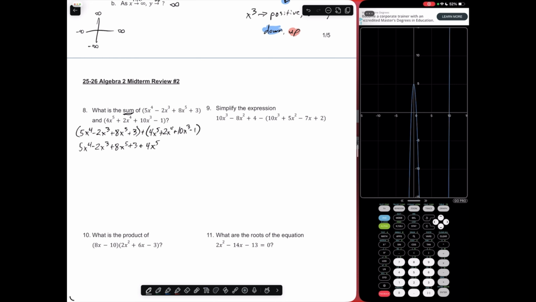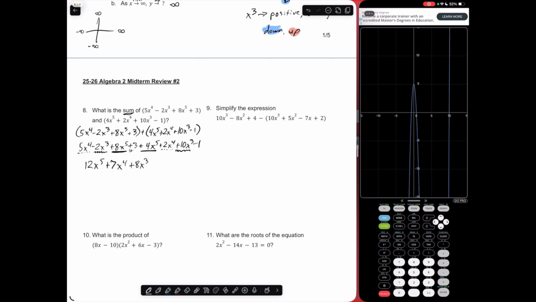I have the benefit here of being able to highlight everything in colors. So normally I would use colors to match up the like powers. But if you don't have the luxury of colors, I would try to go in order. So the highest degree is 8x to the fifth, and I'm going to underline them instead of highlighting them. So 8 and 4 would give us 12x to the fifth. Now I'm going to look for the fourth power. I'll put these as a dotted underline to show that they're different. To the third would be a negative 2 and a positive 10, which will be a positive 8x cubed.